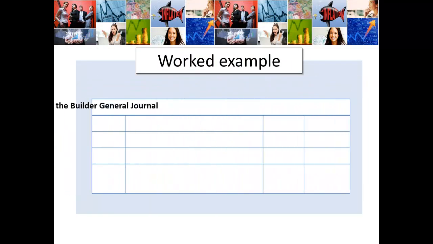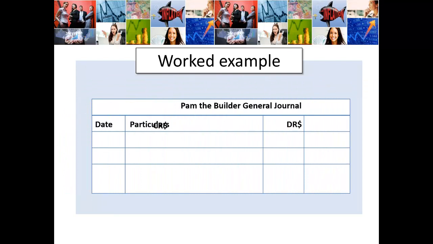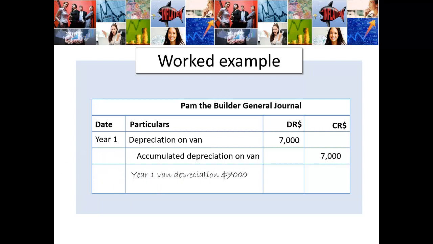The General Journal, recording that, it's exactly the same as we've been through before. Depreciation on the van and accumulated depreciation on the van are the debit and credit associated with that, and the narration, depreciation on the van, $7,000.